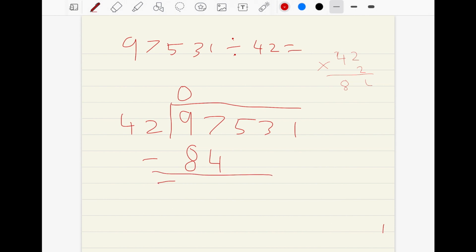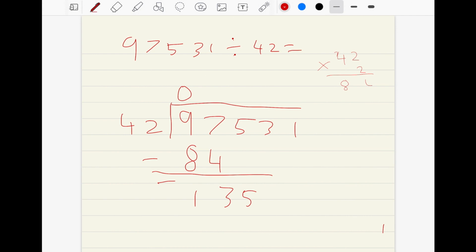So then we subtract it. Yeah, that's better. So then 7 minus 4 equals 3, and 9 minus 8 equals 1. So then we bring this 5 down here next to the 3. So that's 135.